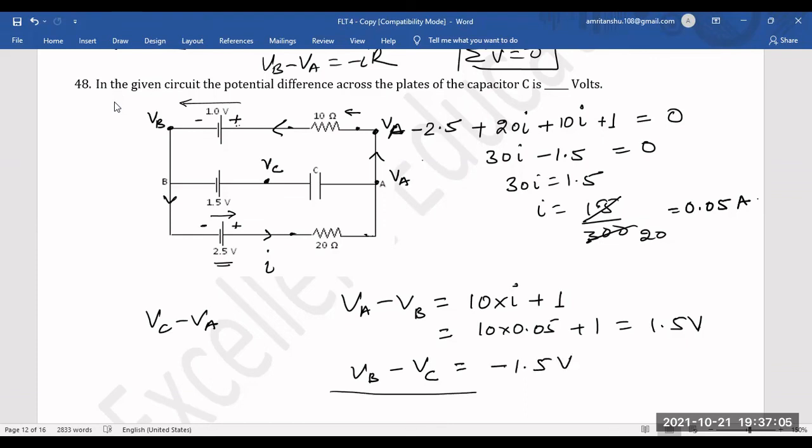Now if I add them, I get VA minus VC; VB cancels, and VA minus VC happens to be 0. So VA minus VC or VC minus VA is going to be 0. So the answer for this question will be 0. I hope you also learn to apply Kirchhoff's law.